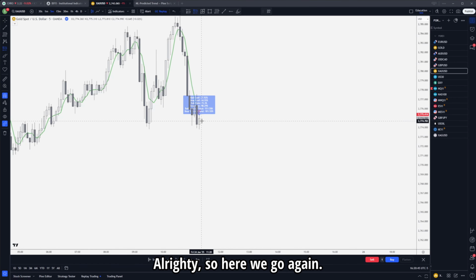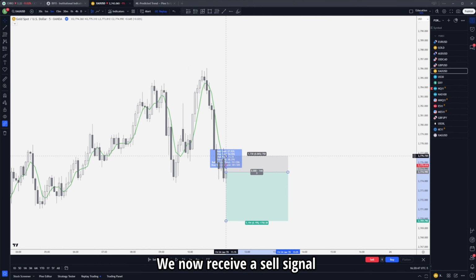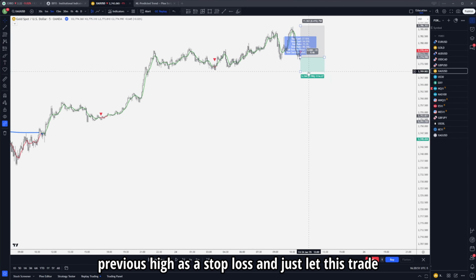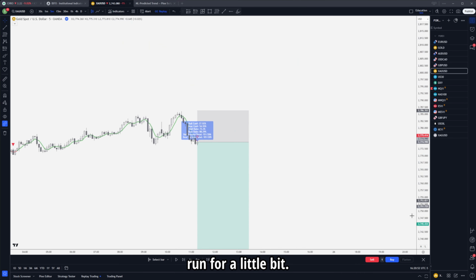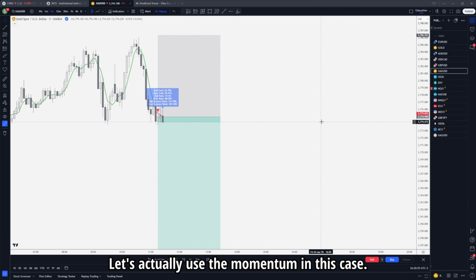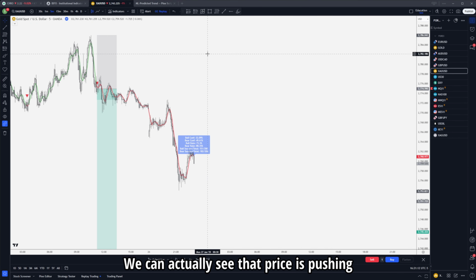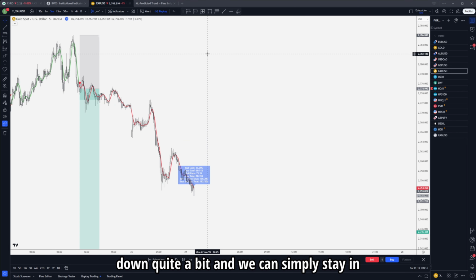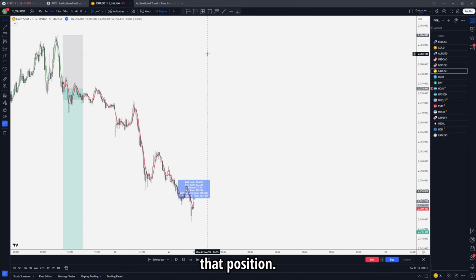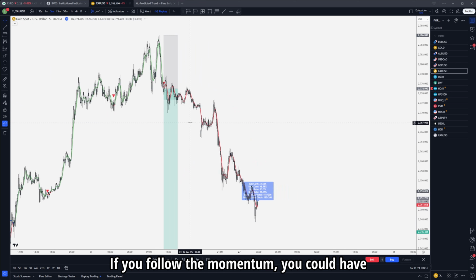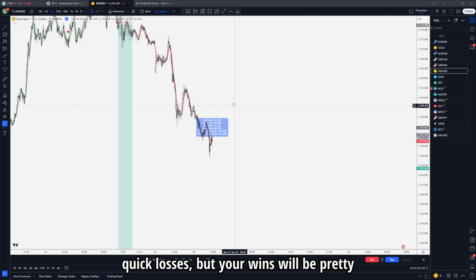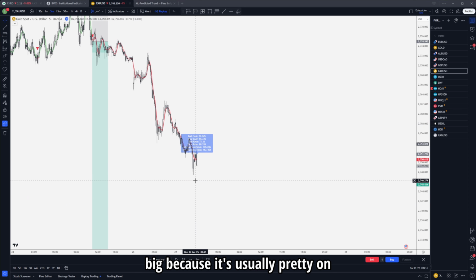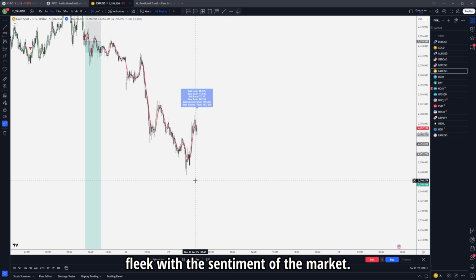Alrighty, so here we go again. We now receive a sell signal, previous high as a stop loss, and just let this trade run for a little bit. Let's actually use the momentum in this case. We can actually see that price is pushing down quite a bit, and we can simply stay in that position. So that's the beauty of it, right? If you follow the momentum, you could have quick losses, but your wins will be pretty big because it's usually pretty on fleek with the sentiment of the market.